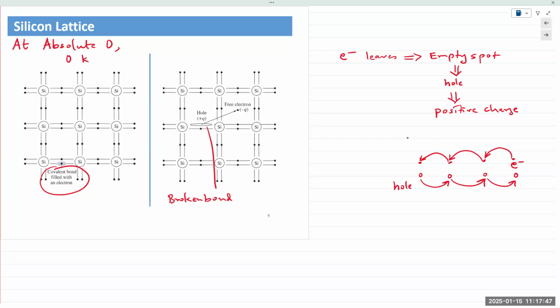All right. This will be the electron flow in this direction, and this will be the hole flow in the opposite direction. Let's take a pause, think over it. Let me know if you have any questions.